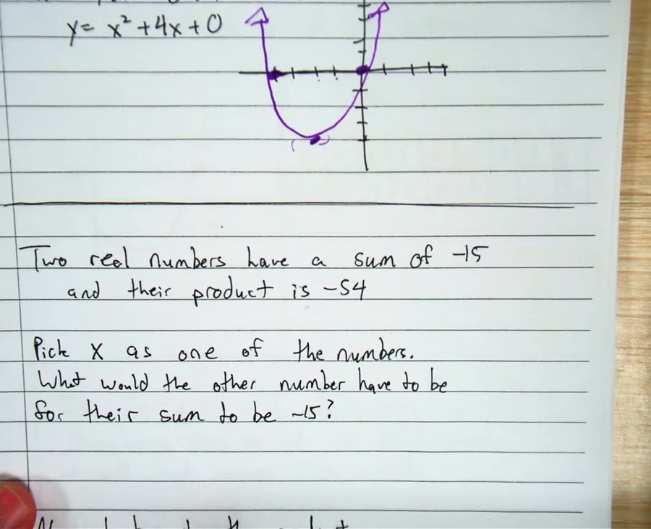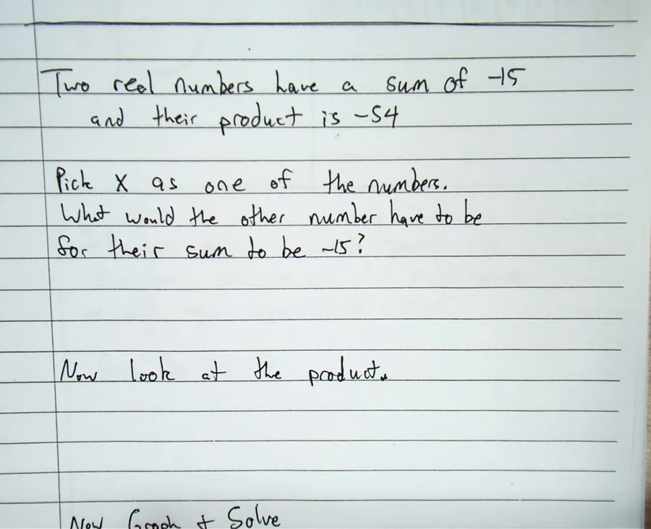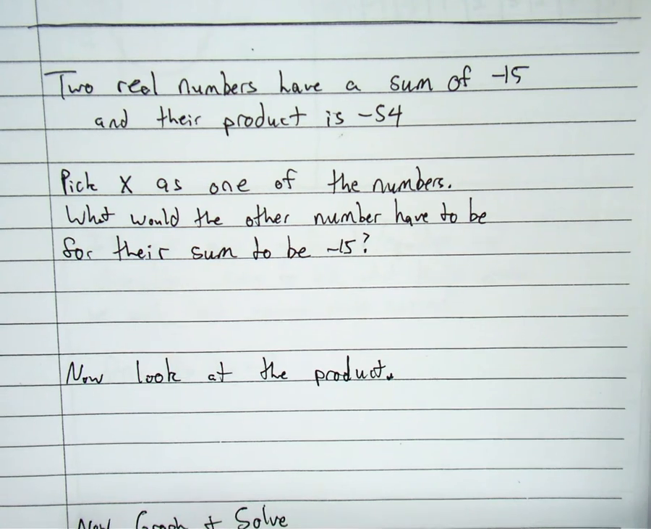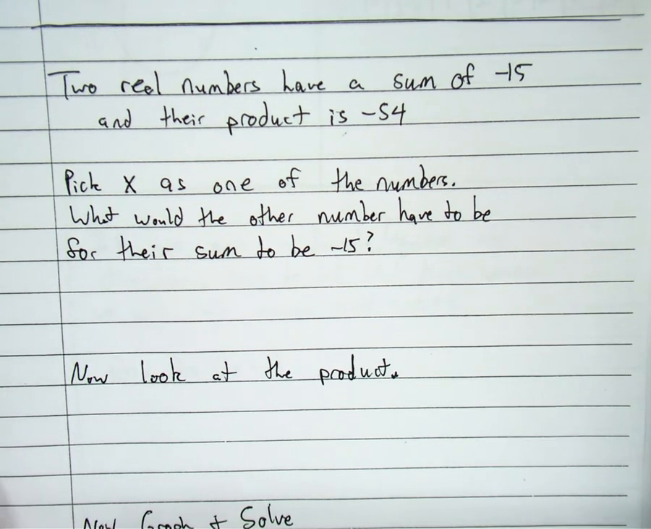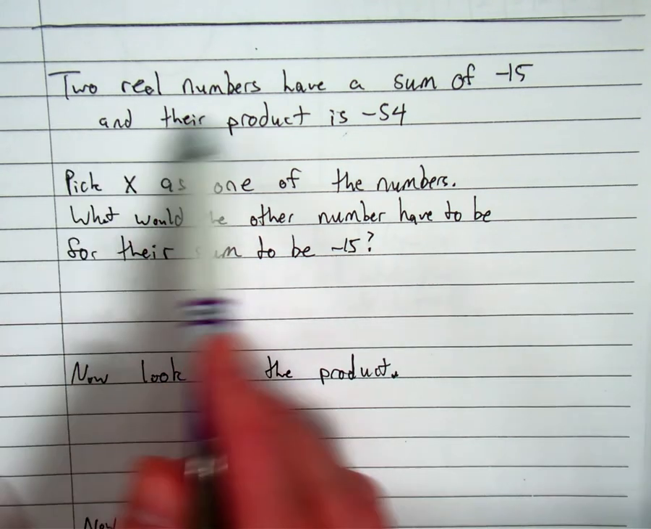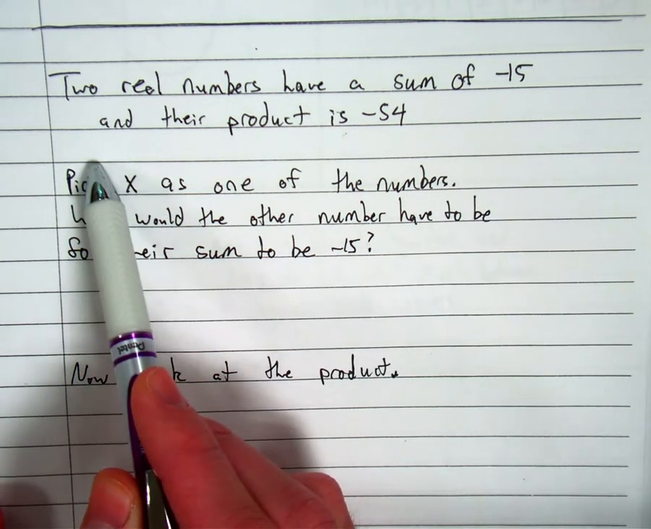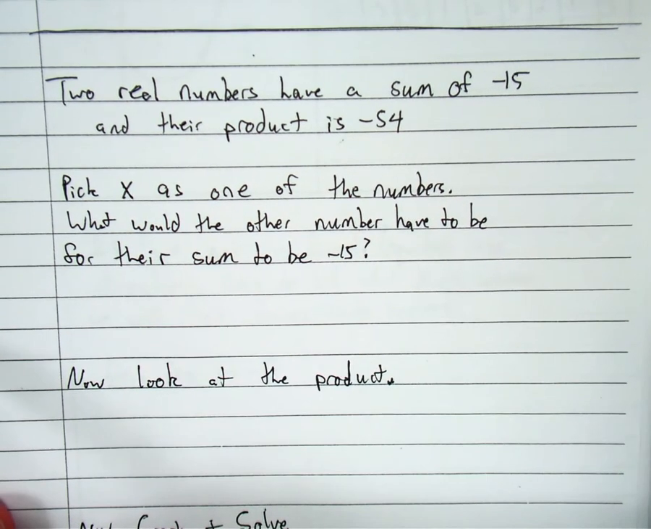Okay, sometimes you're going to get these weird story problems. Okay, they're not even stories, it's just words. Okay, and then you got to use the words to set up an equation and then do the problem. Okay, two real numbers have a sum of -15 and they multiply to -54. Wow, what do I do with that?